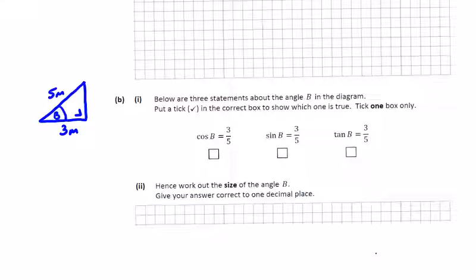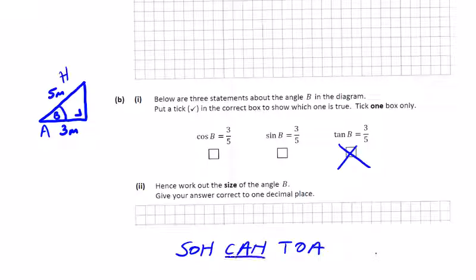Then we have 3 statements about the angle B in the diagram. Put a tick in the box to show which one is true, and it does say tick one box only. So what is it? Is it cos, sine, or tan? Well, it's not 2 straight sides, so it's not tan. We have the hypotenuse, H, and we have the side adjacent to the angle, so A and H from your knowledge of SOHCAHTOA. The only one with A and H in it is cos.